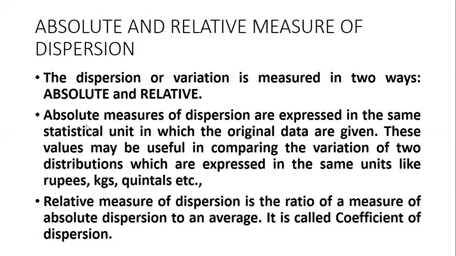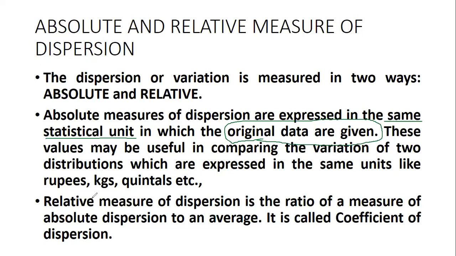Let's read this second point, that is the definition. Absolute measures of dispersion are expressed in the same statistical unit. We don't change anything here: same statistical unit in which the original data is given. Rice is measured in kgs and sugar in kgs, water in liters, milk in liters, sometimes rice and dal in quintals or bags. Original data is given directly.